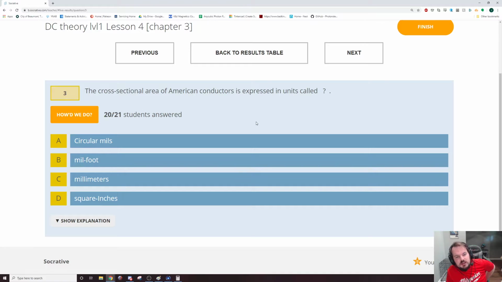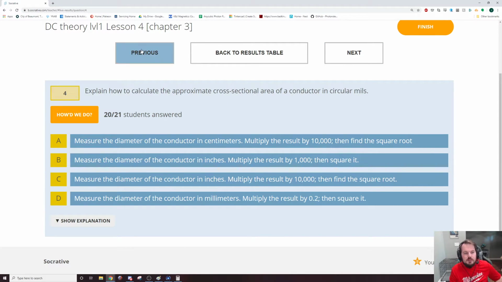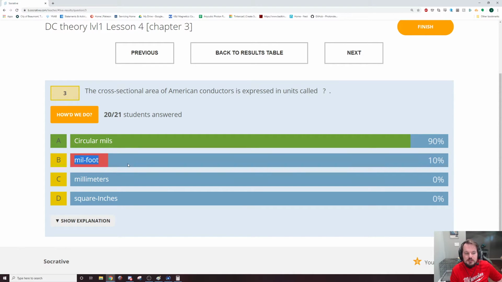The cross-sectional area of American conductors is expressed in units called circular mils. Yes. Of note, mil foot is how the K value of a material is measured. The K value of a material is the resistance of a piece of that material that's 1 foot long and 1 mil in diameter. It's called a mil foot.